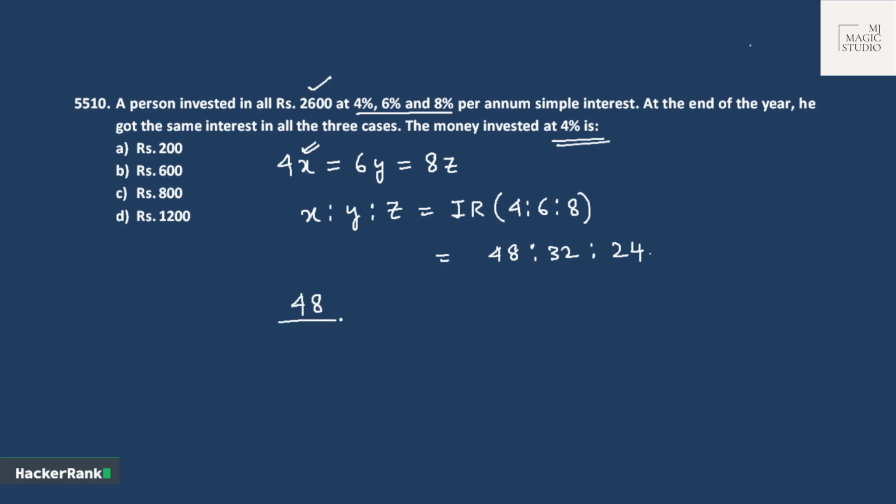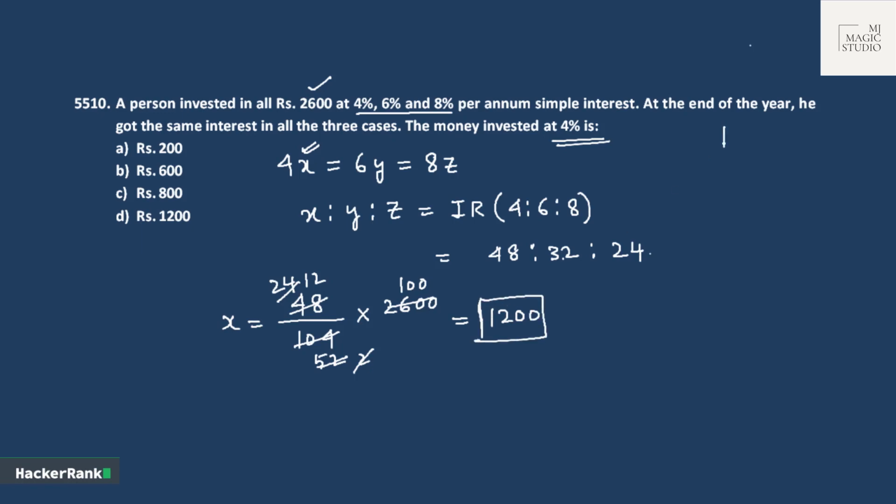The proportion of X in share is 48 by 104, into 2600, which gives 1200. Investment in X is 1200 rupees.